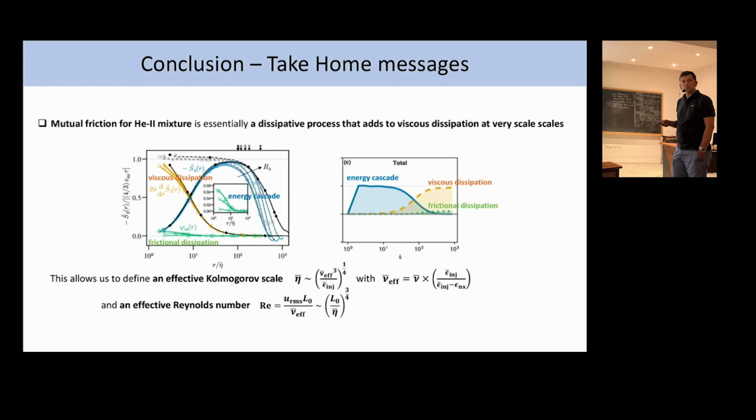So I'm done, just with my conclusions. The conclusion is that mutual friction for the mixture of superfluid helium is essentially a dissipative process that adds to viscous dissipation at very small scale. And this allows us to define an effective Kolmogorov scale, which is an extension of the classical Kolmogorov scale that accounts for the mutual friction dissipation. And from this Kolmogorov scale, we can define an effective Reynolds number.